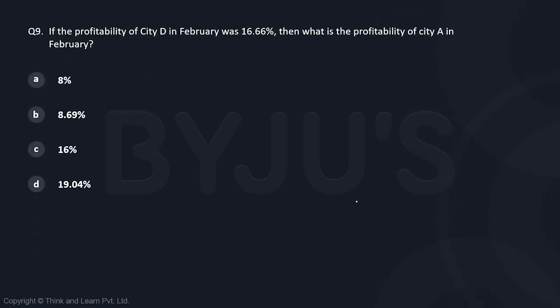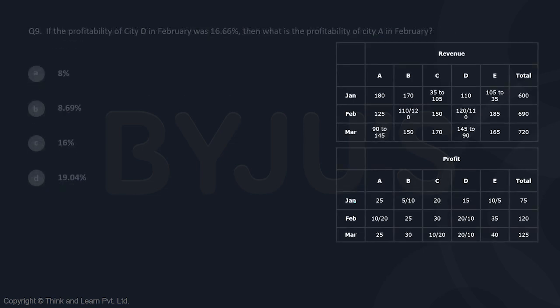If the profitability of city D in February was this, then what is the profitability of city A in February? Let's check that as well. Profitability of D in February was 16.66%. 16.66% means 1 by 6. That means their profit was 1 by 6 of their revenue. So straight away their revenue must be a multiple of 6. Otherwise, how can you calculate 1/6 of this as an integer? So the revenue of D in February must be 120 and the profit must be equal to 20.